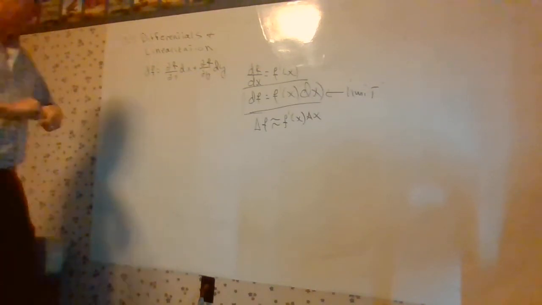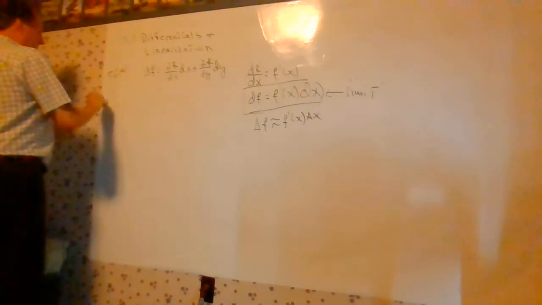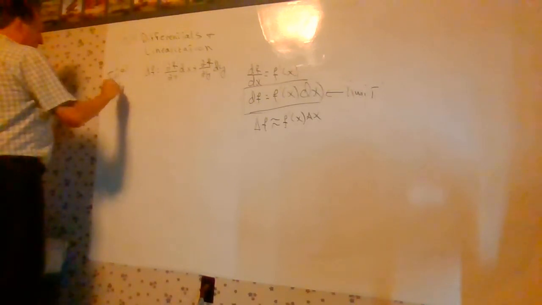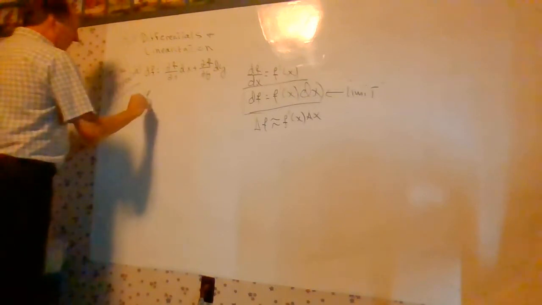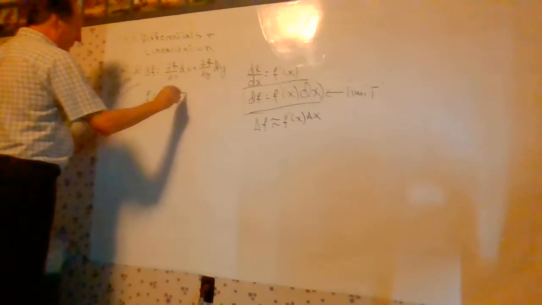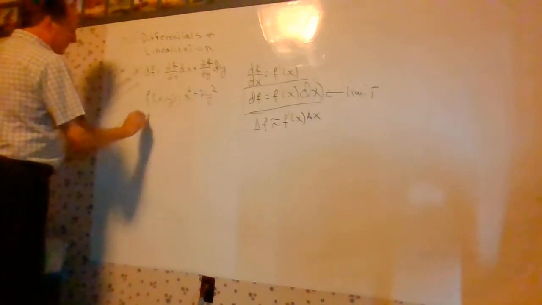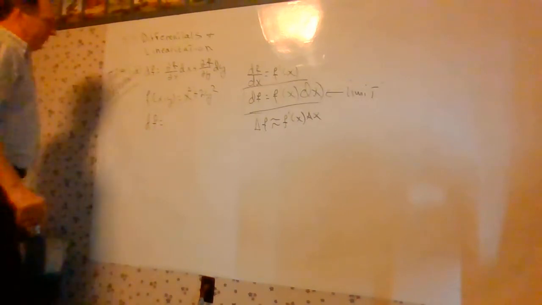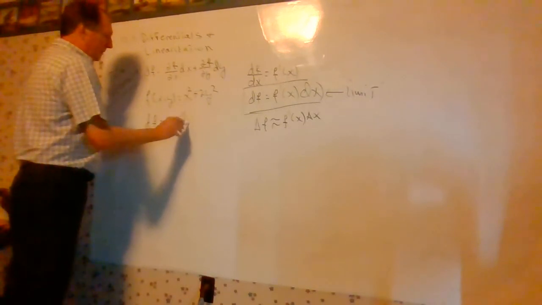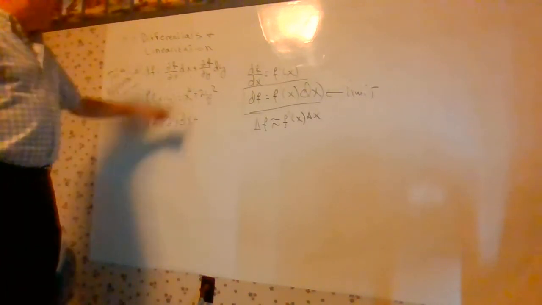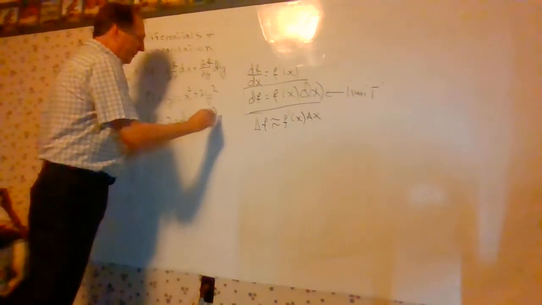This gives us the total differential. I'm going to write that over here. Total differential. So for instance, if f of x, y is equal to x squared plus 2y squared, df would be: the partial of f with respect to x would be 2x dx, and the partial of f with respect to y would be 4y dy.